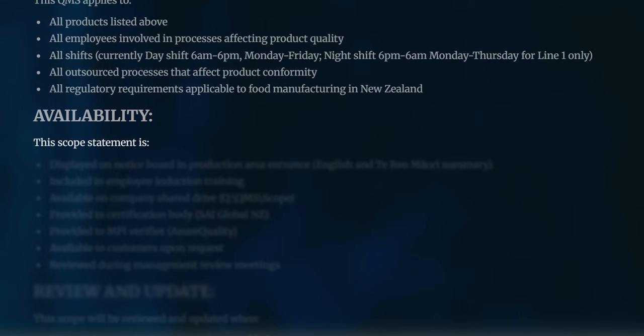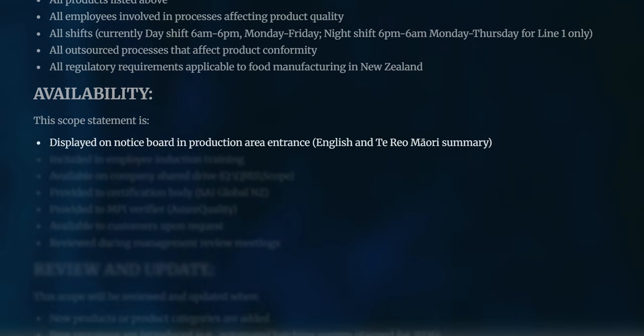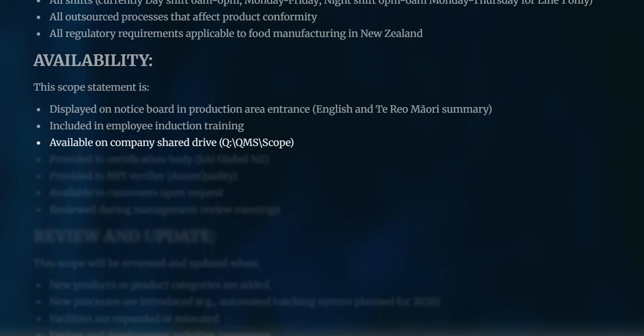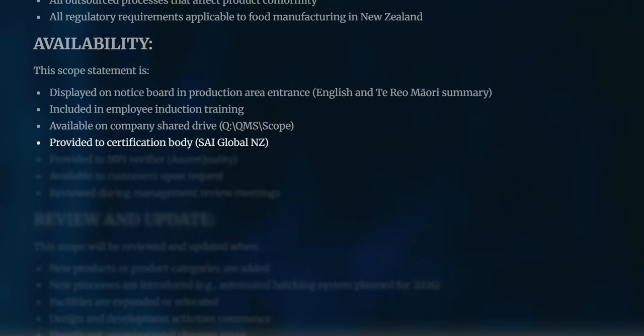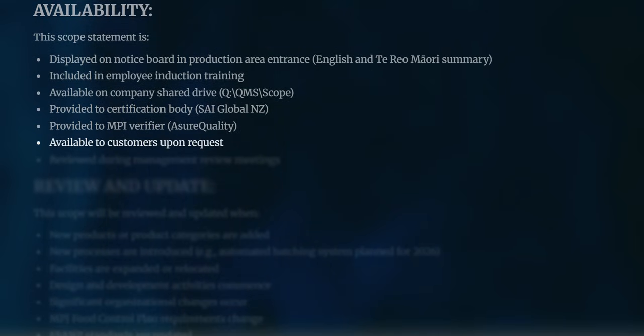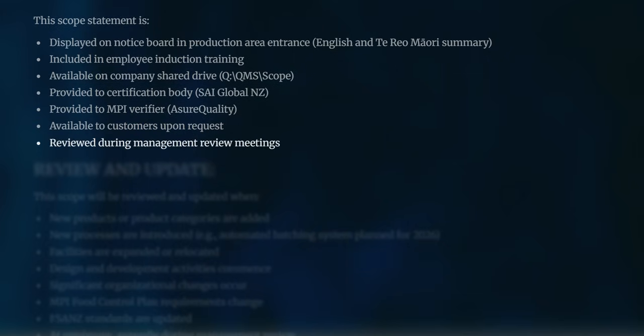Availability. This scope statement is displayed on the notice board at the production area entrance, in English with a Te Reo Maori summary; included in employee induction training; available on the company shared drive; provided to the certification body SAI Global NZ; provided to the MPI verifier, AssureQuality; available to customers upon request; and reviewed during management review meetings.